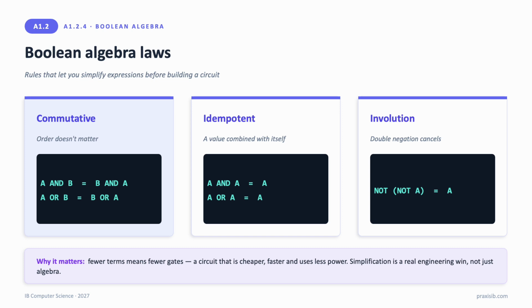Now, why should you care about any of these? Because every term you manage to cancel out is a physical gate that an engineer doesn't have to build. In the real world, chip designers use exactly these rules to squeeze billions of gates onto a tiny piece of silicon, saving cost and power. Exam tip: if you are handed an expression that looks long and messy, don't panic. Scan it for these patterns first. A clean, simplified answer usually scores better than a sprawling one, even if both are technically correct.